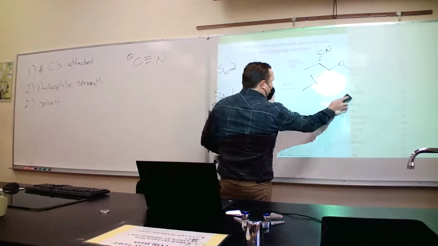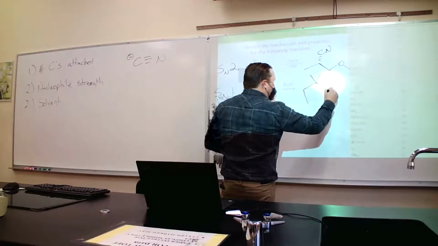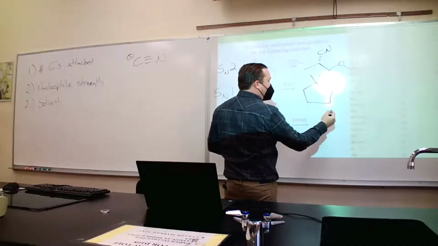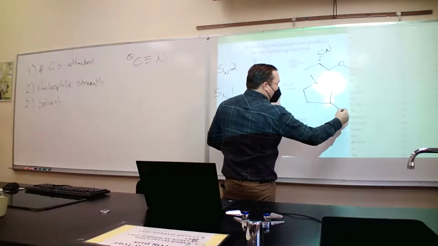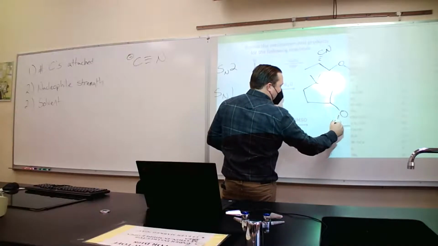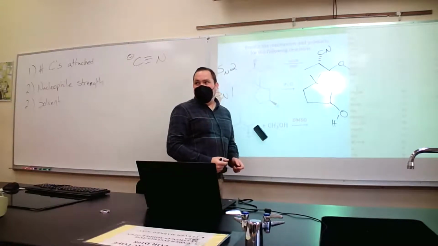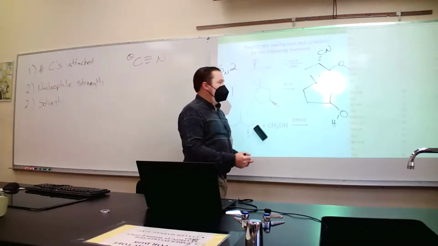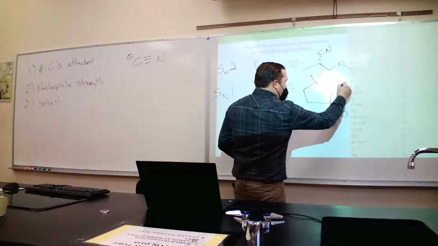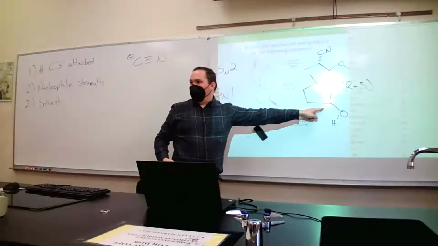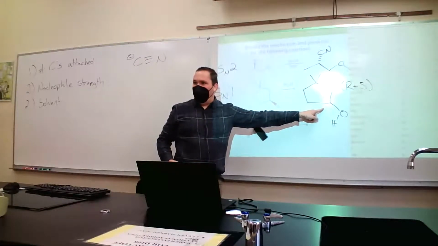So our product, and I can draw a better pentagon while I'm at it. I'm not sure if it's any better. It's just wrong in the opposite direction. Final product would look something like this, and you get the R and the S. So either show both or write R plus S to show me that you know that that's still a stereocenter. You just get the racemic mixture.